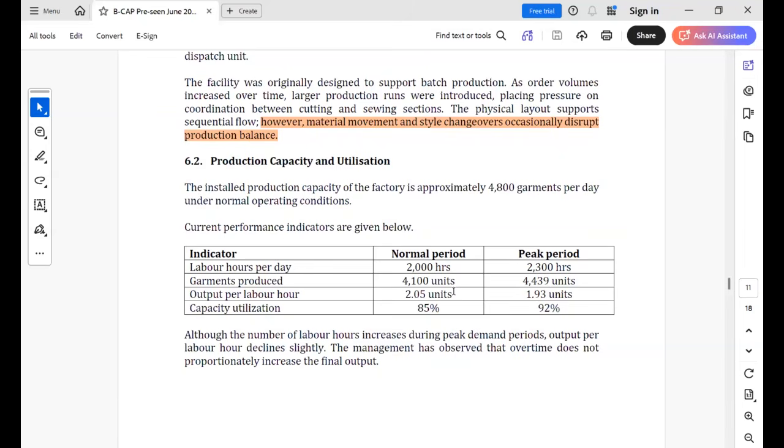So if you divide the output by the number of hours and compare the peak and normal period, you can notice the output per hour has decreased by 6%. And also the labor hours, 4,100 to 4,439 output, labor hours 2,000 to 2,300, it has gone up by 15%. On one side output per hour decreased by 6%, and hours increased by 15%. So it is clearly inefficiency, right? That is another weakness.